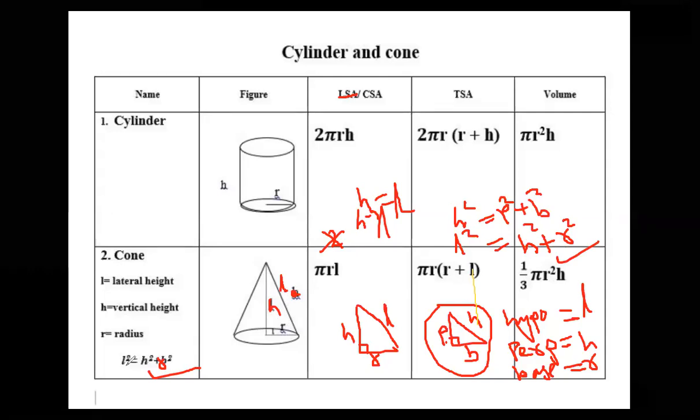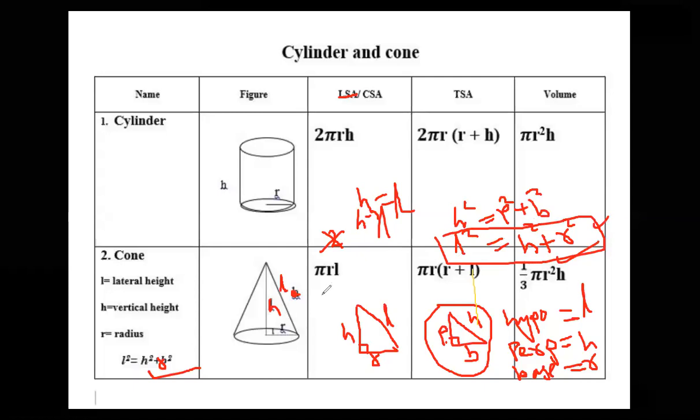Remember, make the figure in your mind: the lateral height, and make a perpendicular. The perpendicular is the height. The base is called the radius, and the slanted line is called the hypotenuse, which is the lateral height over here. So what is the formula? According to the formula, it must be H square equals P square plus B square. H we call L, lateral height; perpendicular we call height; and base we call radius. So L square equals H square plus R square is the formula. Okay, remember this formula also.